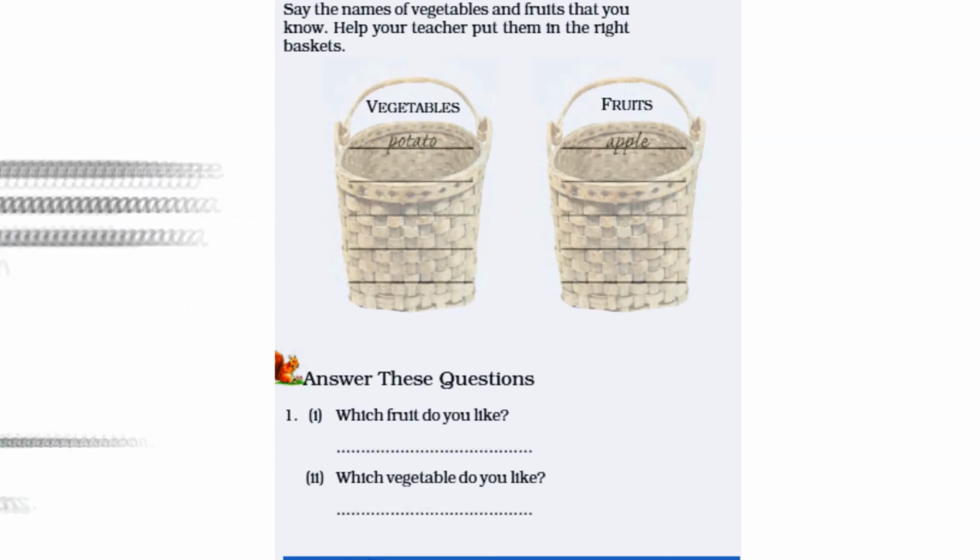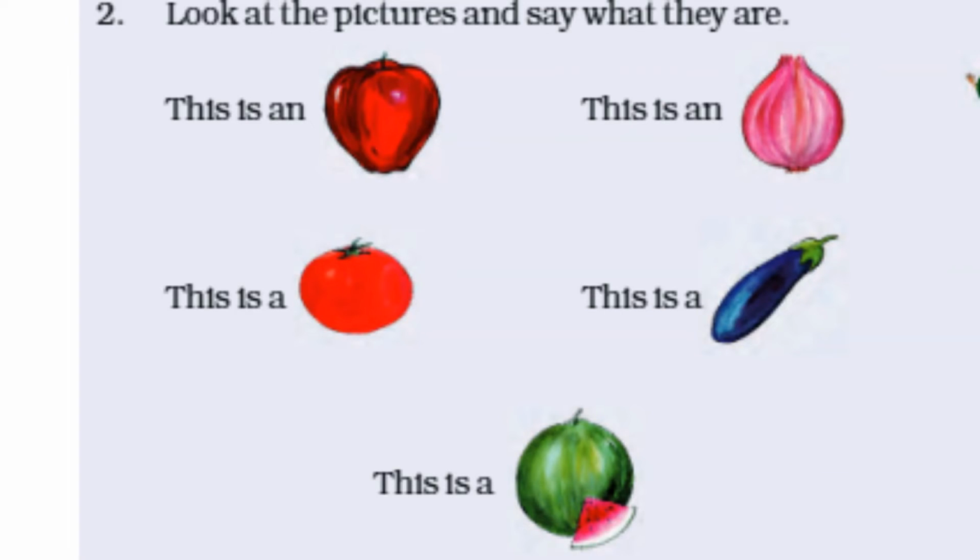Next question. Look at the pictures and say what they are. This is an apple, right? This is an onion, right? This is a tomato, correct? This is a brinjal. This is a watermelon. Cool. You can complete these pictures in your book. You can take your parents' help.